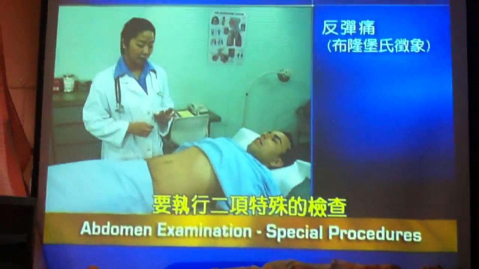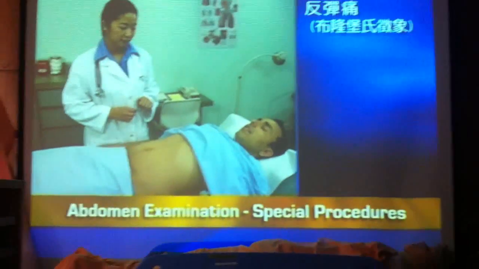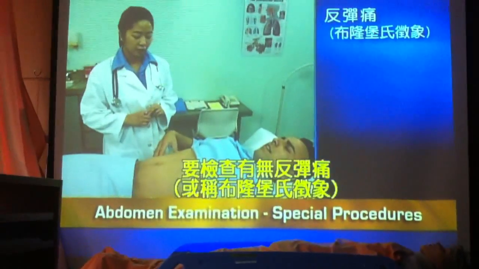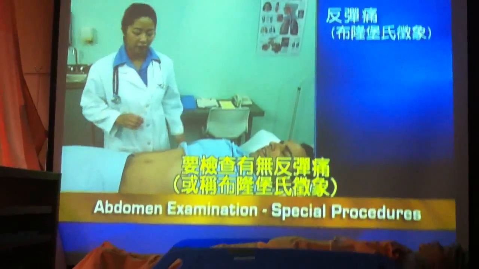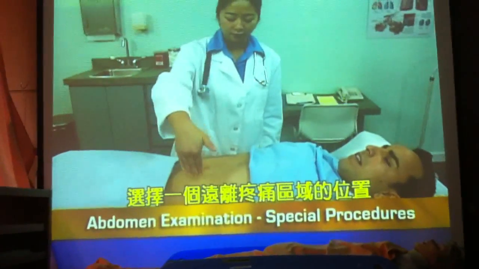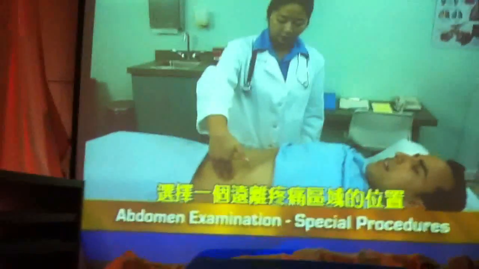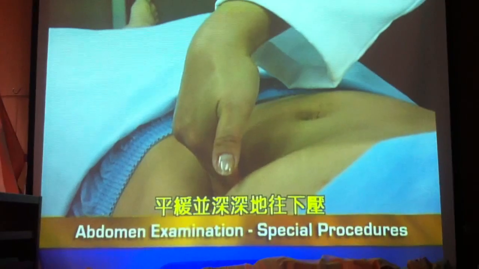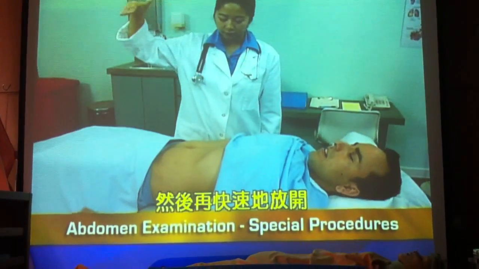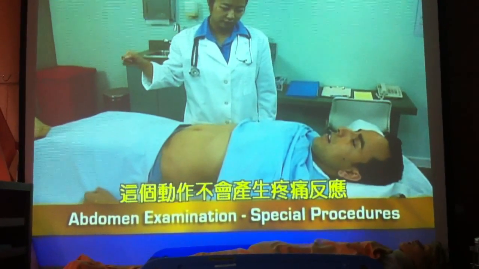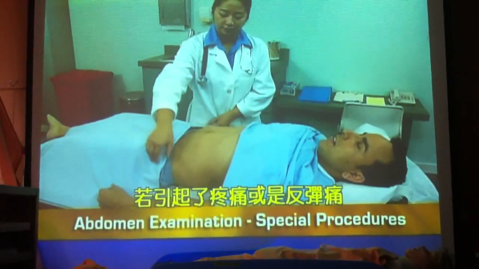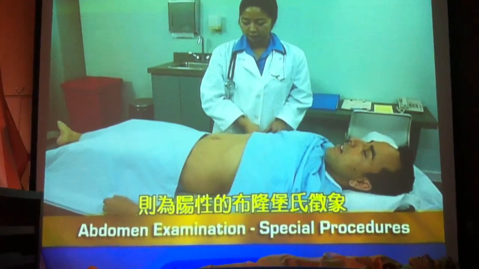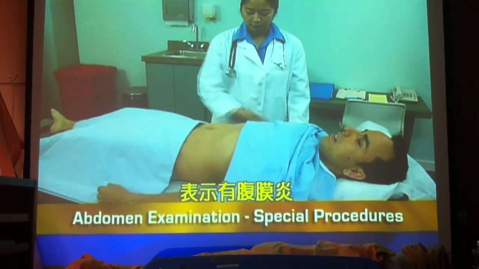If needed, perform 2 special procedures. For someone who reported abdominal pain or tenderness, check for rebound tenderness or Blumberg's sign. Hold your hand perpendicular to the abdomen, away from the painful area. Push down slowly and deeply, then lift up quickly. Normally, this action causes no pain. If you elicit pain or rebound tenderness, Blumberg's sign is present, indicating peritoneal inflammation.